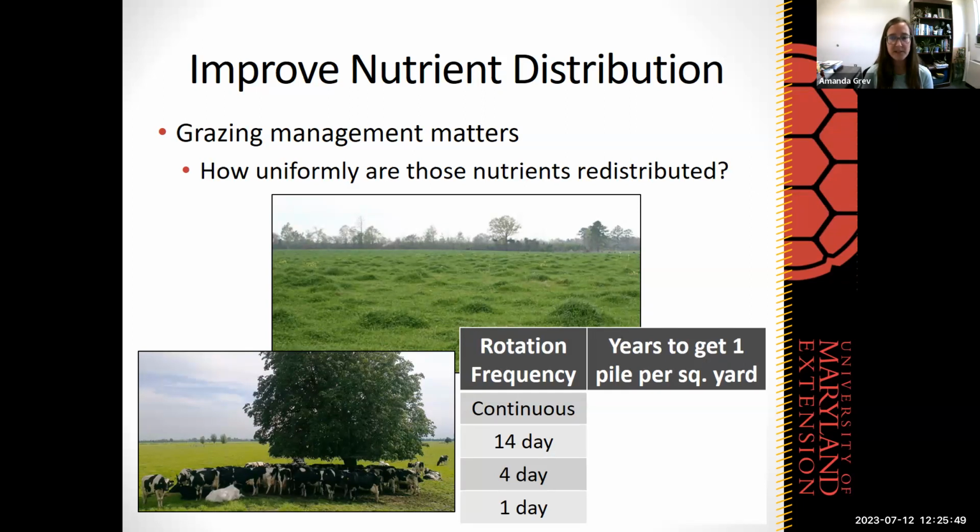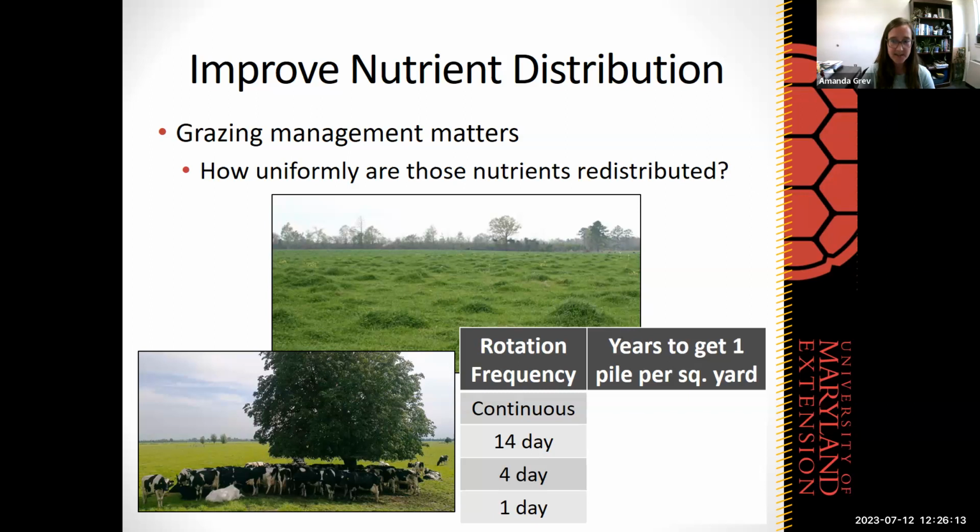So whether you have a continuous pasture where animals have access to the whole field, compared to if you subdivide your pasture and move the animals around, or if you make that even tighter and do a smaller area, more frequent rotations, and how many years it actually takes to get an even manure distribution, aka one manure pile per square yard of that pasture.